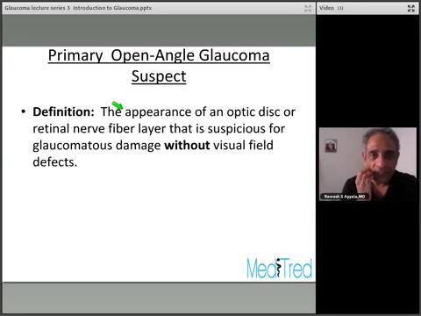So how do you define a patient as a glaucoma suspect? The appearance of an optic disc or retinal layer that is suspicious for glaucomatous damage without vision field defects. These patients may or may not have elevated intraocular pressure.